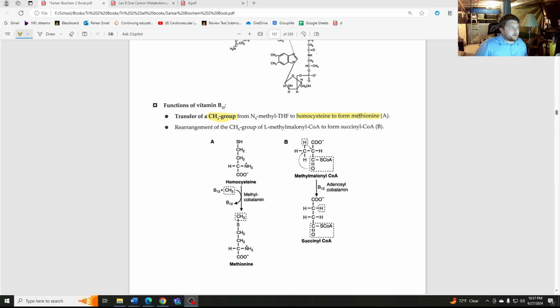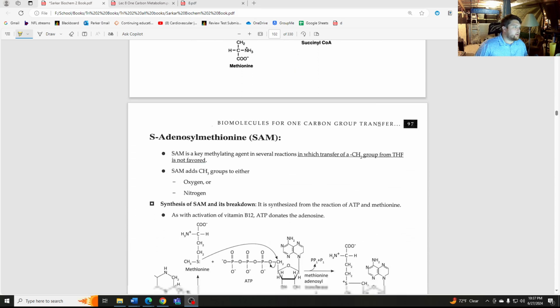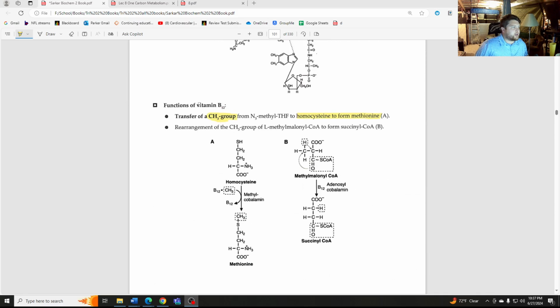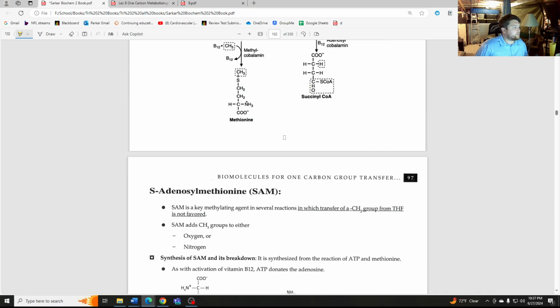So that was one of its functions, to work with B9 to form methionine, and also the rearrangement of the methyl group of L-methylmalonyl-CoA in order to form succinyl-CoA. And that's the main function of vitamin B12.